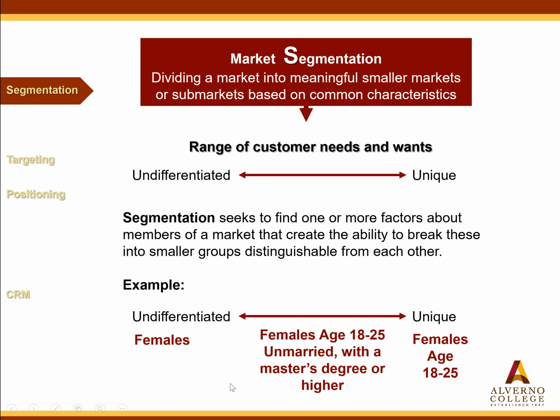So here's an example. An undifferentiated market is just females. Unique is females 18 to 25. Breaking that into a segment to a target is females aged 18 to 25, unmarried with a master's degree or higher. So this is just an example of, here is a market, here is a segment, and here's a target. Now these are just demographics. Again, we're going to get into the difference between demographics and psychographics and why these play an important role in segmentation and targeting.